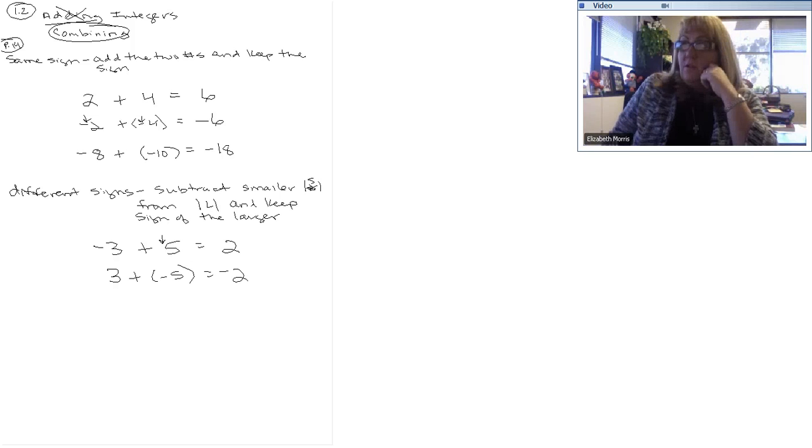Let's do negative 17 plus 11. Let's do 4 plus negative 1. Let's do negative 9 plus 17. These are all different signs. Subtract 11 from 17, you get 6, and it's negative because 17 is the larger number and it has a negative sign. Subtract 1 from 4, you get 3, and it's positive because the larger number is positive. Subtract 9 from 17, and you get 8, and it's positive because 17 is the larger number.